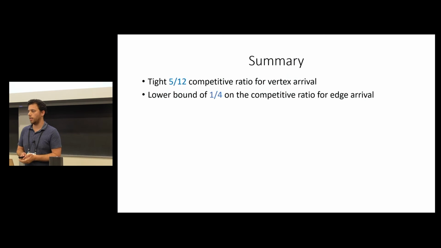So let me just summarize. We have two natural arrival models for the problem of the secretary problem with matching feasibility constraint. We show the positive result of 5 over 12 competitive ratio for the case of vertex arrival. And in the paper, we also have a matching upper bound. And we know that, if we don't take computational aspects into account, it's possible to achieve 1/4 competitive ratio in the edge arrival.